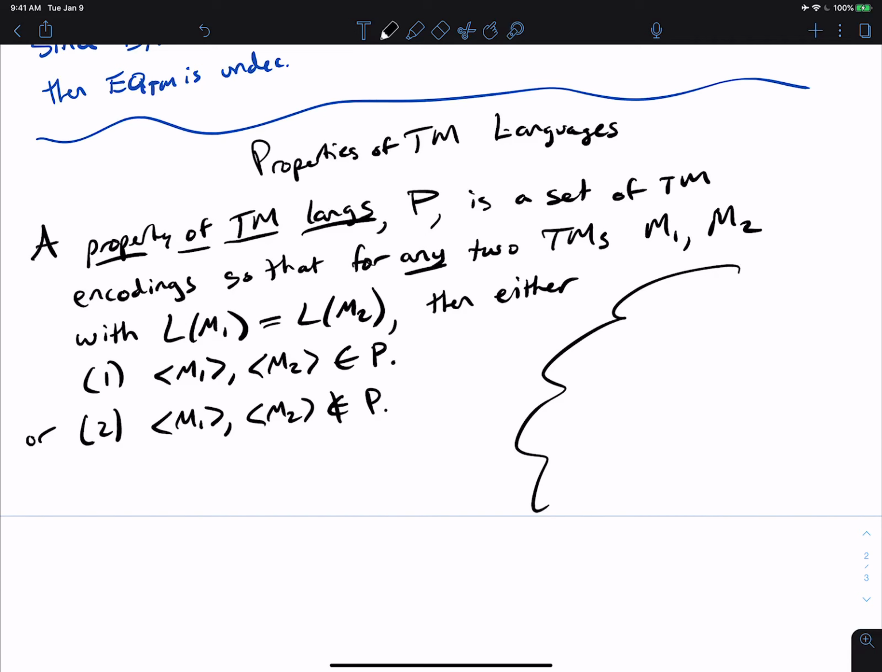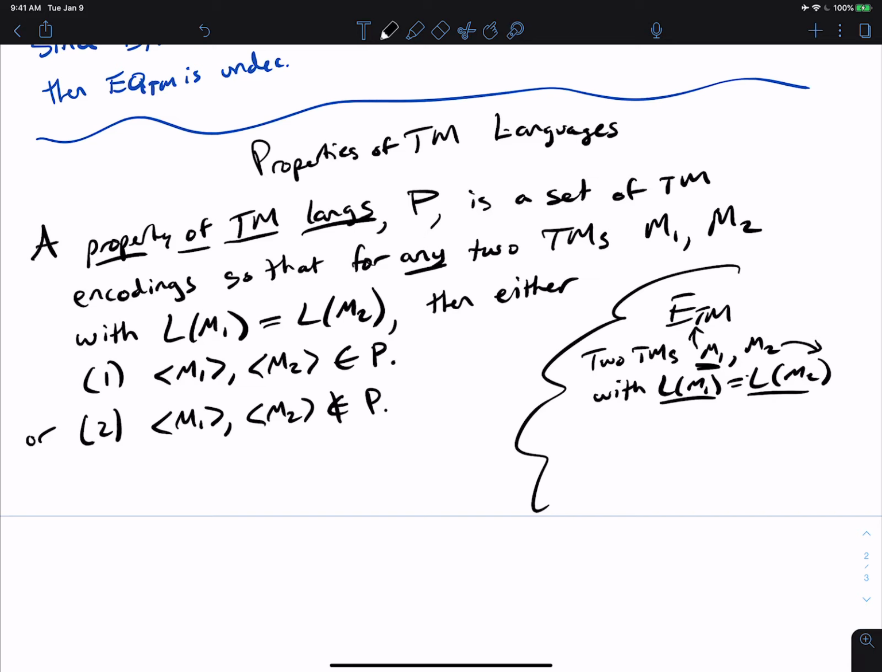So an example of this. Let's talk about ETM. If we have two any old Turing machines, M1 and M2, with L of M1 equal to L of M2, then what we should always be asking is, could it be possible that one machine is inside ETM and the other one is not in ETM? And the answer is no, because they have exactly the same language.